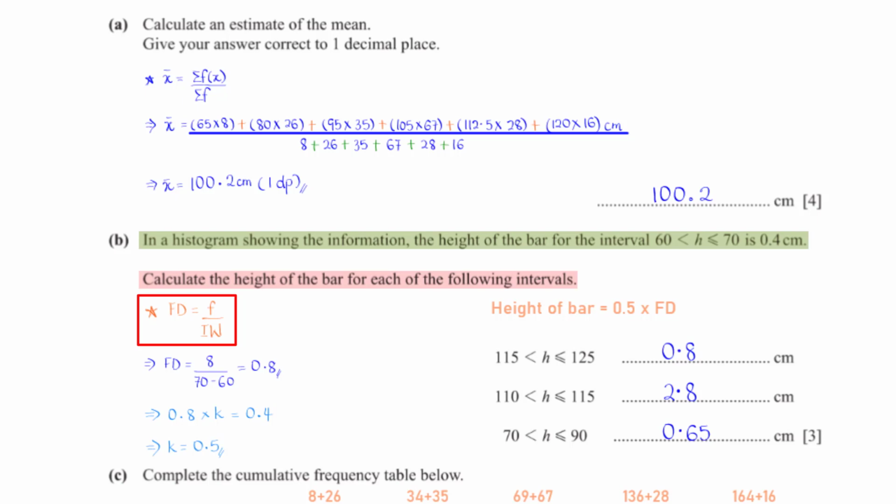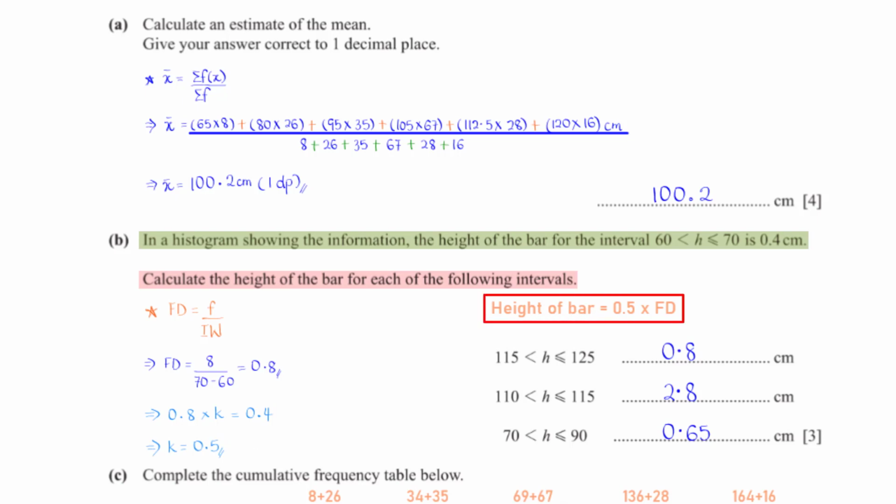For the interval age is greater than 60 and less than or equal to 70, the frequency density is equal to the frequency, which has been given as 8, divided by the interval width, which is 70 minus 60. This gives us 0.8. Since the height of the interval drawn on the histogram is 0.4 centimeters, then 0.8 times a certain scale factor, which we are calling k, should be equal to 0.4 centimeters. When we divide both sides by 0.8, we get k equals 0.5.